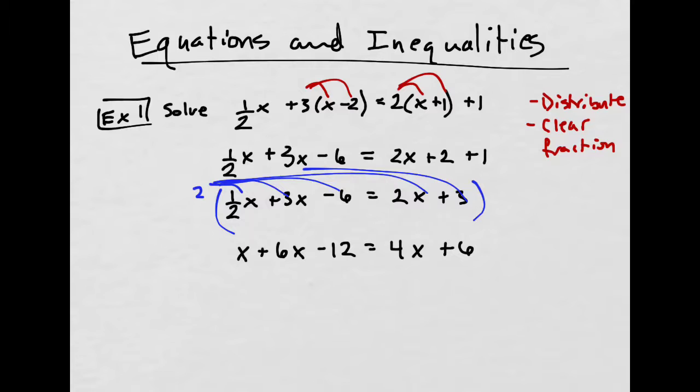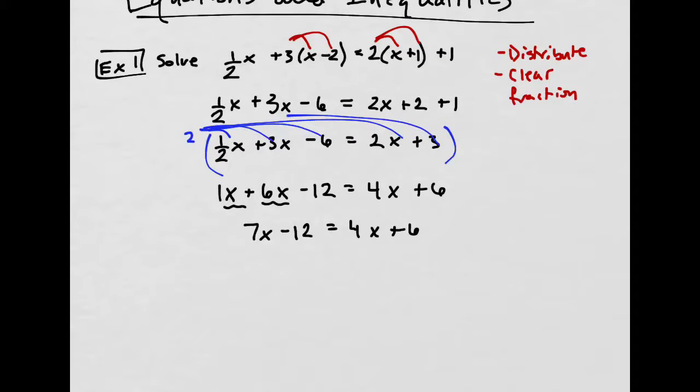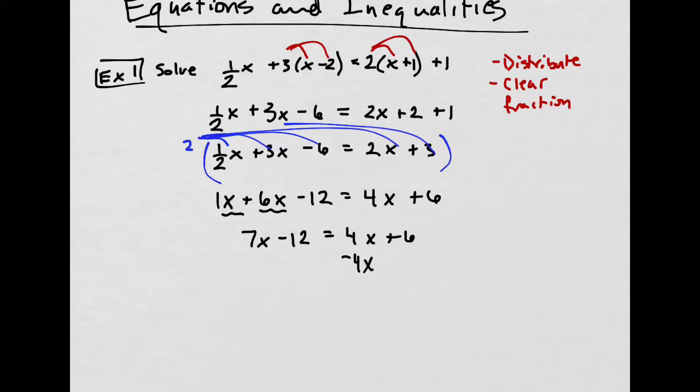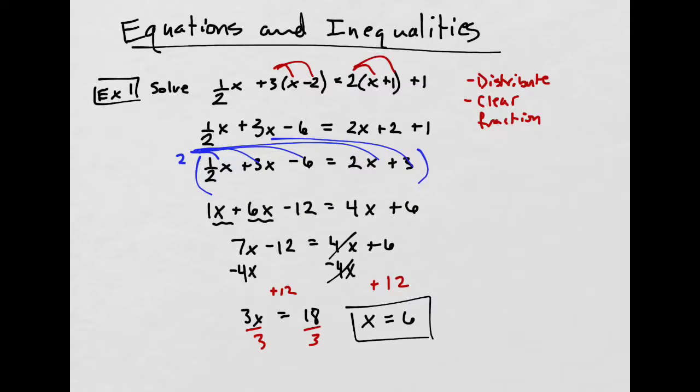Now I combine like terms again. So I'll get a 7x. Remember, there's a 1 in front of there. Then I'll get the letters to one side and numbers to the other. I'm going to subtract 4x over there, and that goes away. Now I get 3x. And I'll add the 12. Remember, you've got to do the opposite. And then we get the 18. Then you divide by 3, and we get x equals 6. That's it. So it's pretty simple.